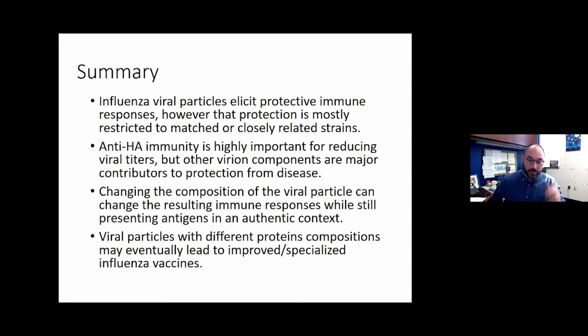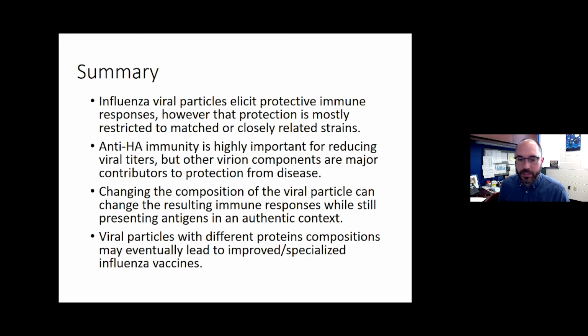So I'll wrap up in case there are any questions. We'll leave some time for that. In summary, the idea is that vaccinating with influenza virus particles does some things well, but that protection is limited to matched or closely related strains, and we need to improve on that. With our subtractive analysis data that I showed you, I think it's clear that the anti-HA immunity is really important for reducing viral titer, but the other viral components together are major contributors to protection from disease.